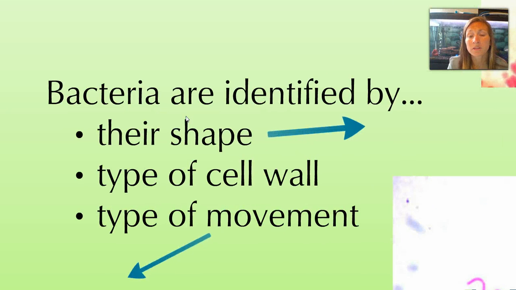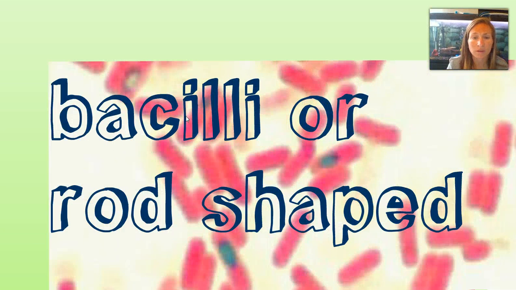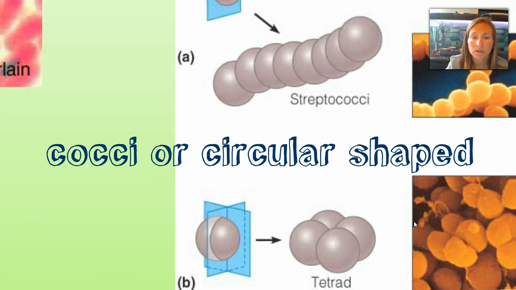Now, bacteria are generally defined by their shape, the type of cell wall that they have, so again that peptidoglycan or the lack of it, and then the type of movement. So first, let's talk about the different shapes. Bacilli are rod shaped, and you can see they kind of look like pieces of rice. Then you have the cocci, which are circular shaped, a just circular bead-like shape, but they come in tetrad forms, or a group of four.